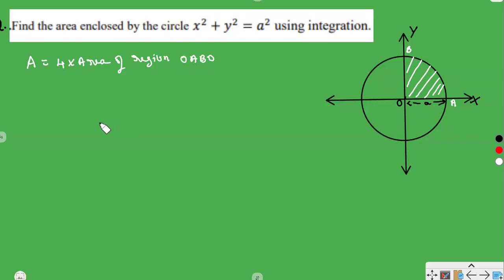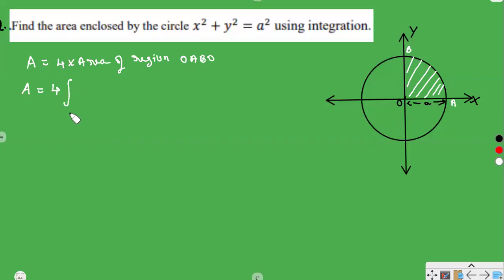OABO. Okay. This is 4 times the area of region OABO. If I find only this area, it is more than enough. We'll multiply it by 4 so that we'll get the area of the entire circle. Now A equals 4 times integral.